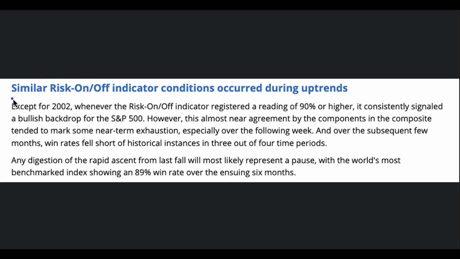So they have gone back through history, about 50 years, I think, in the data. And what they're saying is, except for 2002, whenever the risk on indicator registers a rating of 90% or higher, it's consistently signaled a bullish backdrop for the S&P. I want to be clear about that. It's a bullish backdrop for the S&P. However, almost near agreement, meaning when everybody's agreeing and we're just going to rip, you're going to see some near-term exhaustion. And that's kind of how I think we're getting.